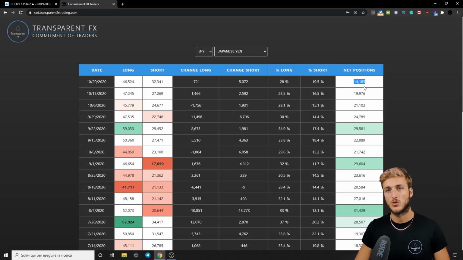And we might be approaching the negative side from a net position perspective, possibly with the next reports, if this will be the trend that will continue. So if hedge funds will continue to shift their positioning to the short side. In fact, if we look at the shorts, we can see that we went from 17K shorts to now having 32K shorts. And if we look at the longs, we can see that they decreased from 59 all the way down to 46K. So the JPY is getting weak.